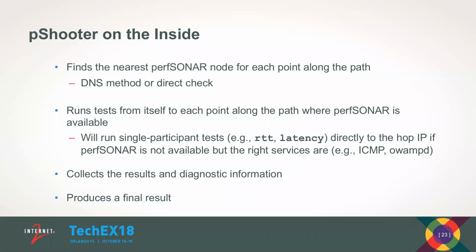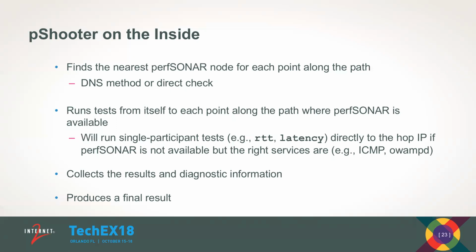So while that's cooking, I'll talk a little bit about what's going on on the inside while this happens. The first thing pShooter does is find the nearest perfSONAR node for each point along the path. It uses either the DNS method that was described before, or it does a direct check to the IP on the path. The reason for that is not obvious now, but vendors are starting to put provisions in their devices so that we can run perfSONAR directly on the devices. So you would be able to test directly to them as well if you want. The second thing that it does is run a test from itself to each point along the path where it finds perfSONAR is available.